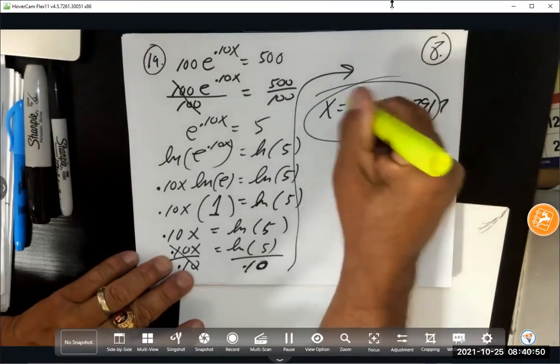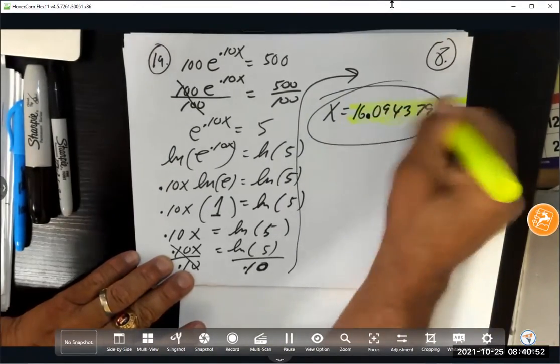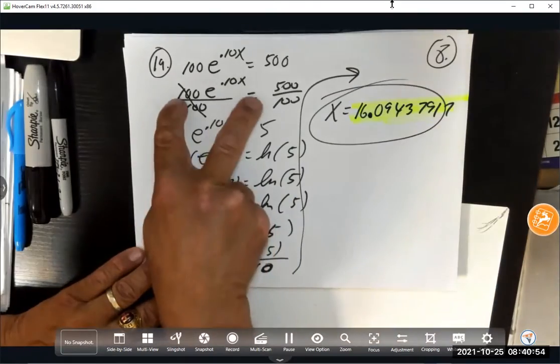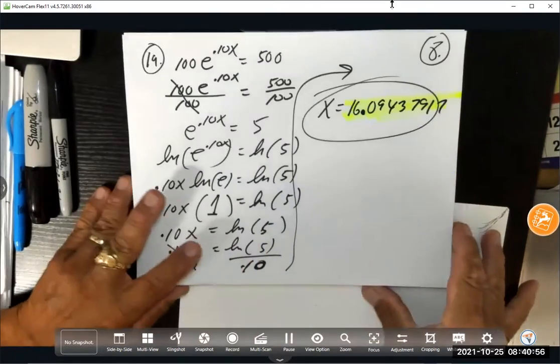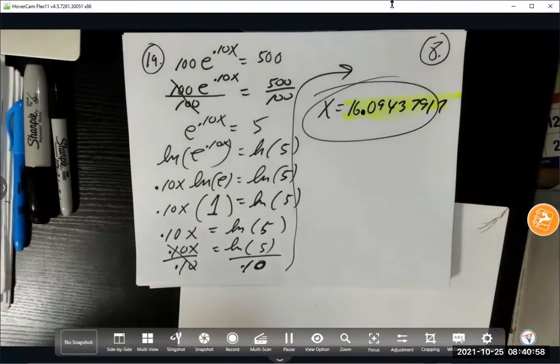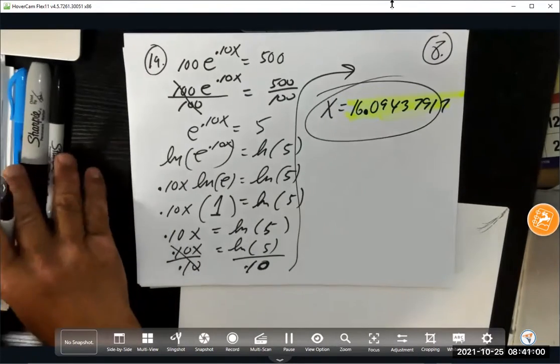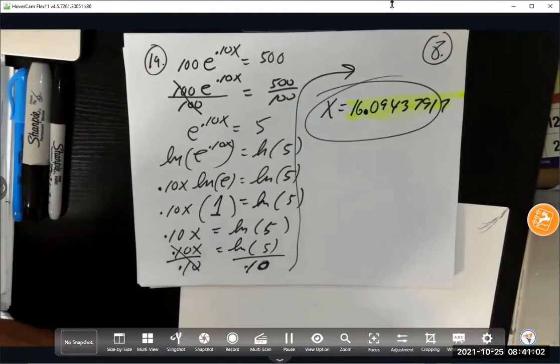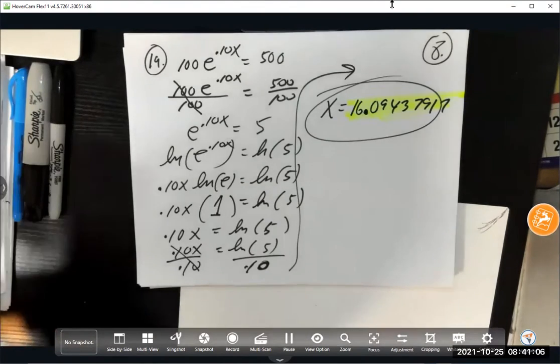Let's go ahead. Does that make sense? Yes. That's the answer. Everybody okay with 16.09? Yes. You change the numbers. I'm going to change the numbers, okay? I'm going to change it a little bit. All right, let me do another one.